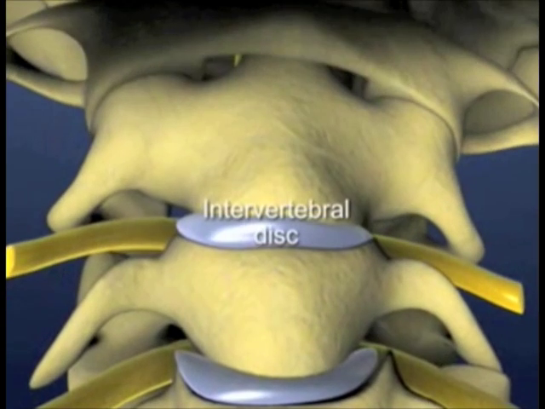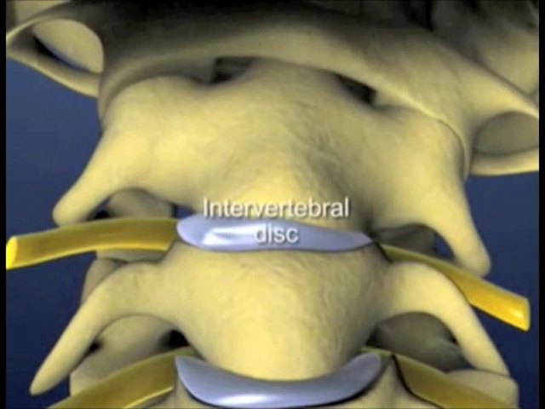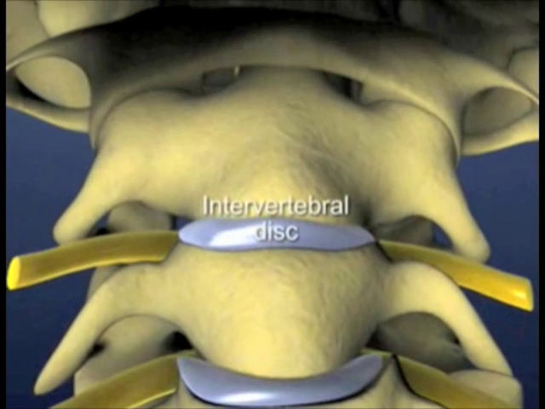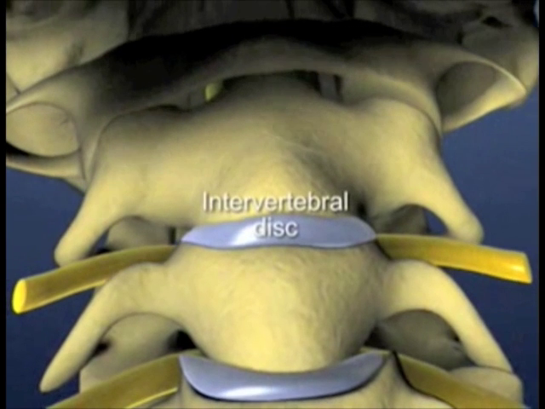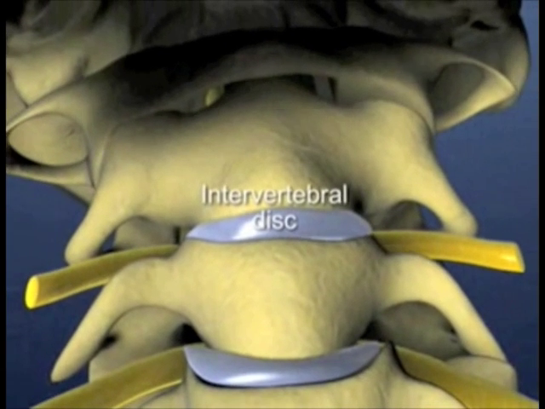Intervertebral discs lie between adjacent vertebrae in the spine. Each disc forms a cartilaginous joint to allow slight movement of the vertebra, and acts as a ligament to hold the vertebrae together.